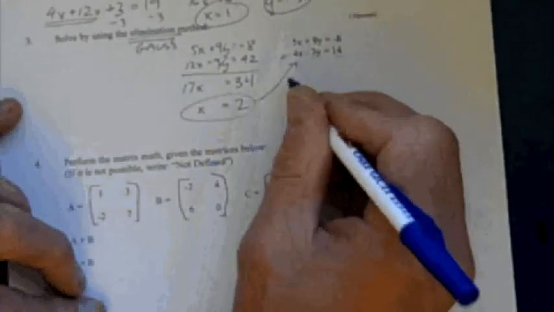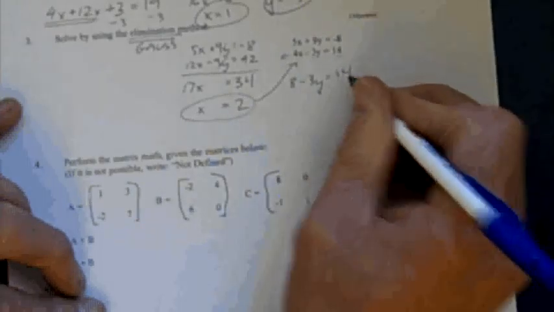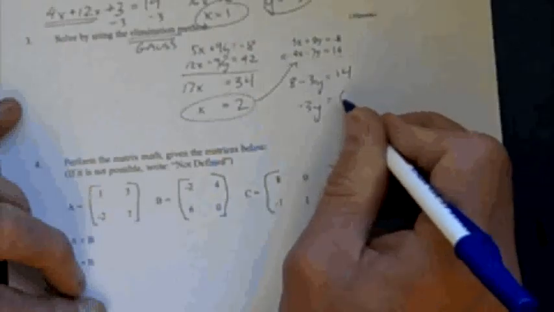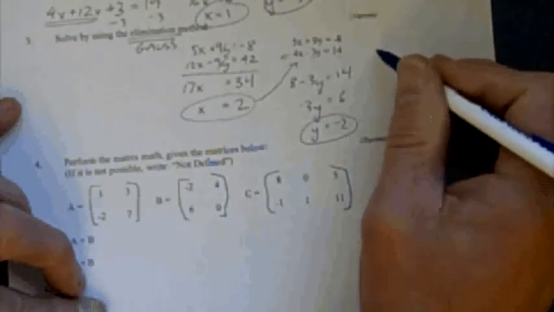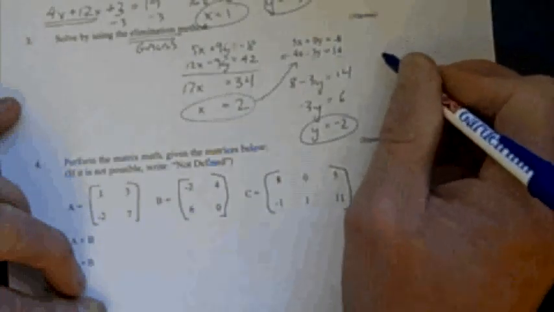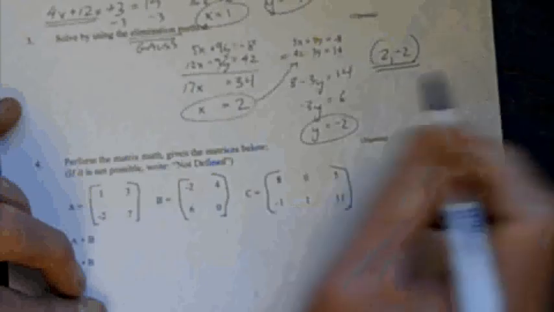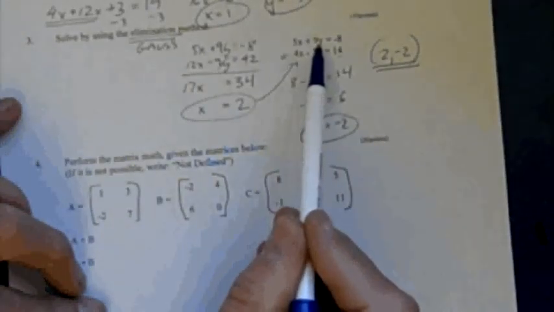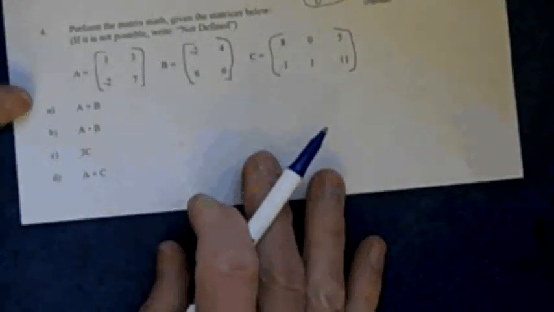So I'll say 4 times 2 is 8, minus 3y equals 14. Negative 3y then is equal to 6, and y then is equal to negative 2. And again, I'll write that answer as an ordered pair, 2, comma, negative 2. It doesn't hurt to plug it in and see if I have 10 and I take away 18, I get a negative 8. All right, on to matrix math.